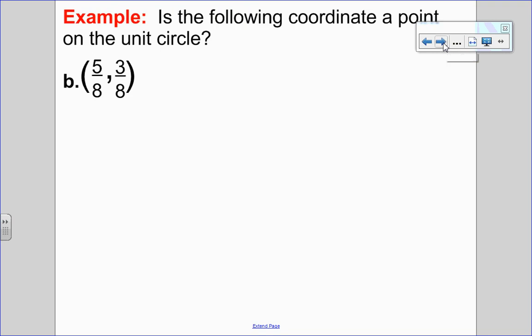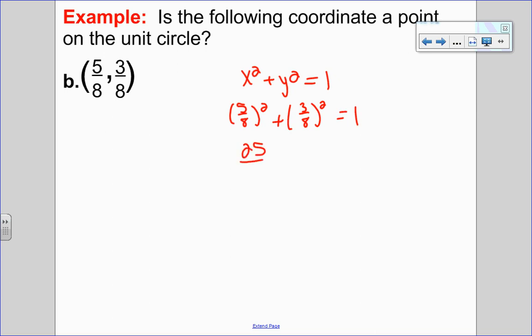Let's try another one. So I want to know if this one's on the unit circle. So x squared plus y squared equals 1. So using brackets, substitute your x and y values in, and then we're going to work it out to see if it equals 1. So 5 squared is 25, 8 squared is 64, 3 squared is 9, 8 squared is 64. The denominators are out of 64, so I'll make 1 into 64 out of 64 just to see if it matches. So on the left hand side I do 25 plus 9, and that's 34 out of 64.